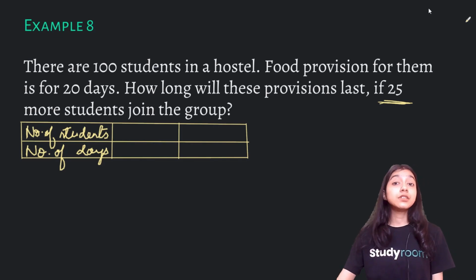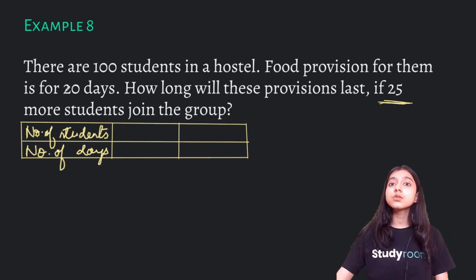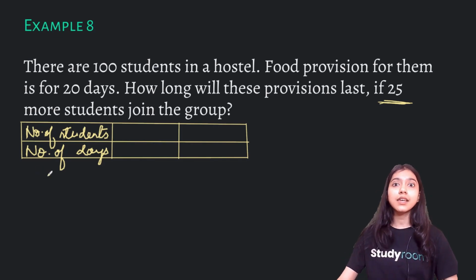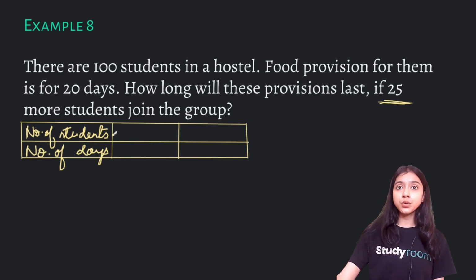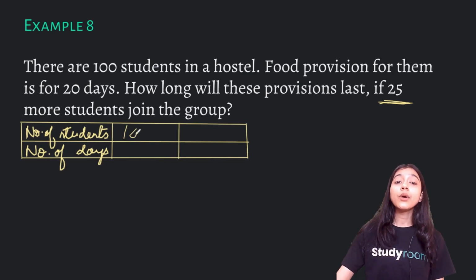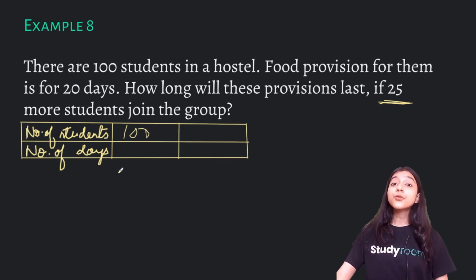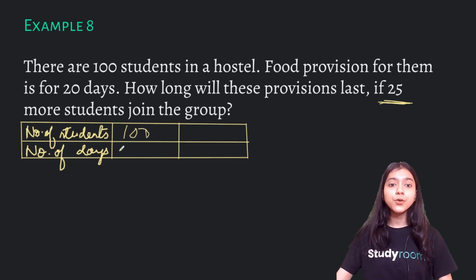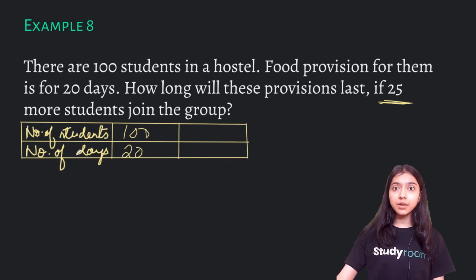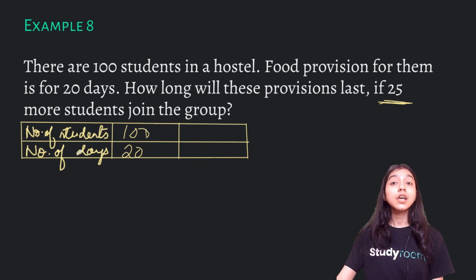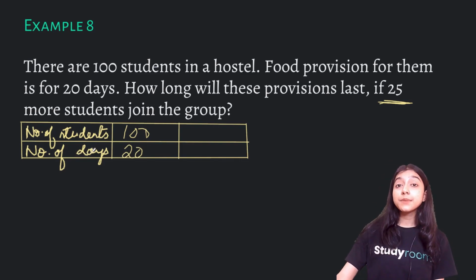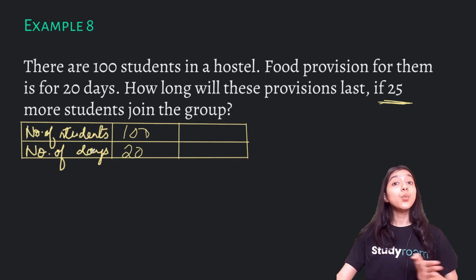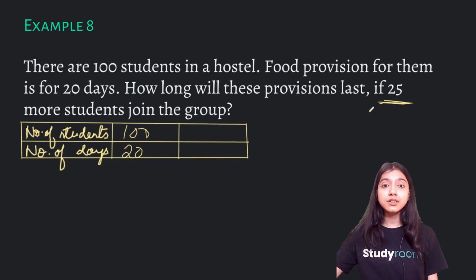So for solving these types of questions, the first thing is to construct a table, because this makes our calculations and problem much easier. In the first case, the number of students initially was 100. When there were 100 students in the hostel, food provisions were enough to last for 20 days. So the number of days will be 20 over here. These are the two variables. Next, the number of students has now increased, from 100 to 125 because 25 students are added.